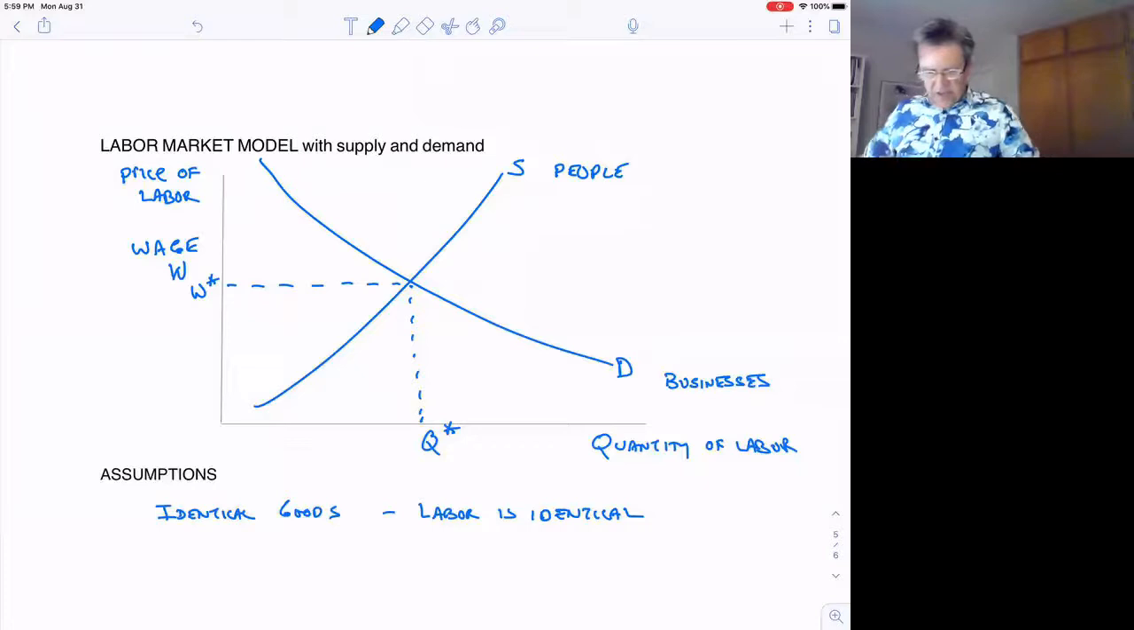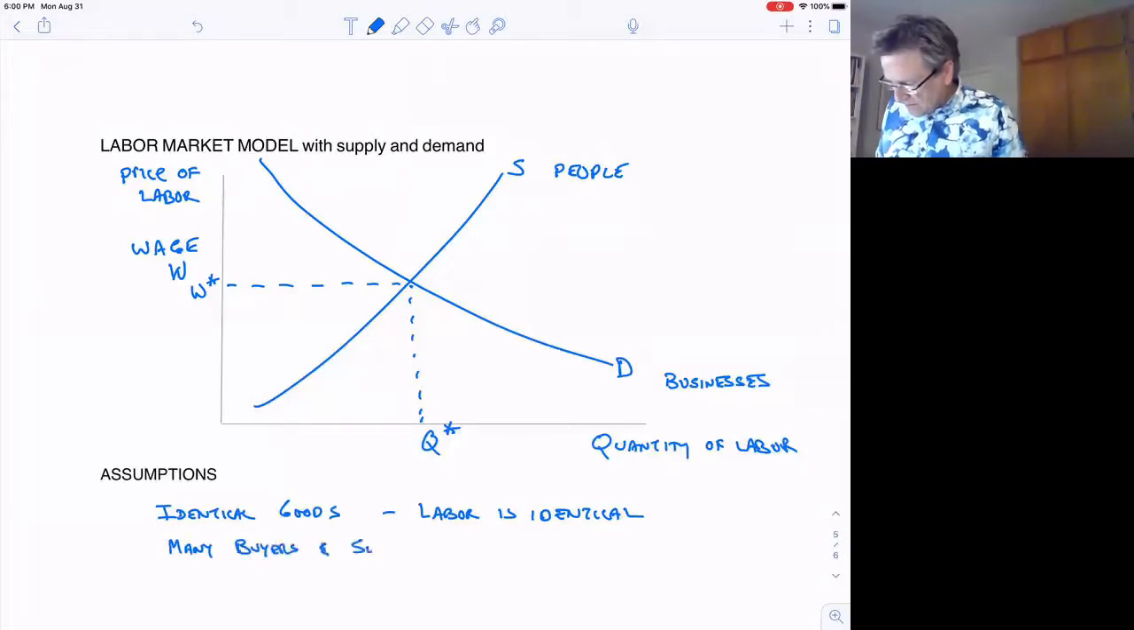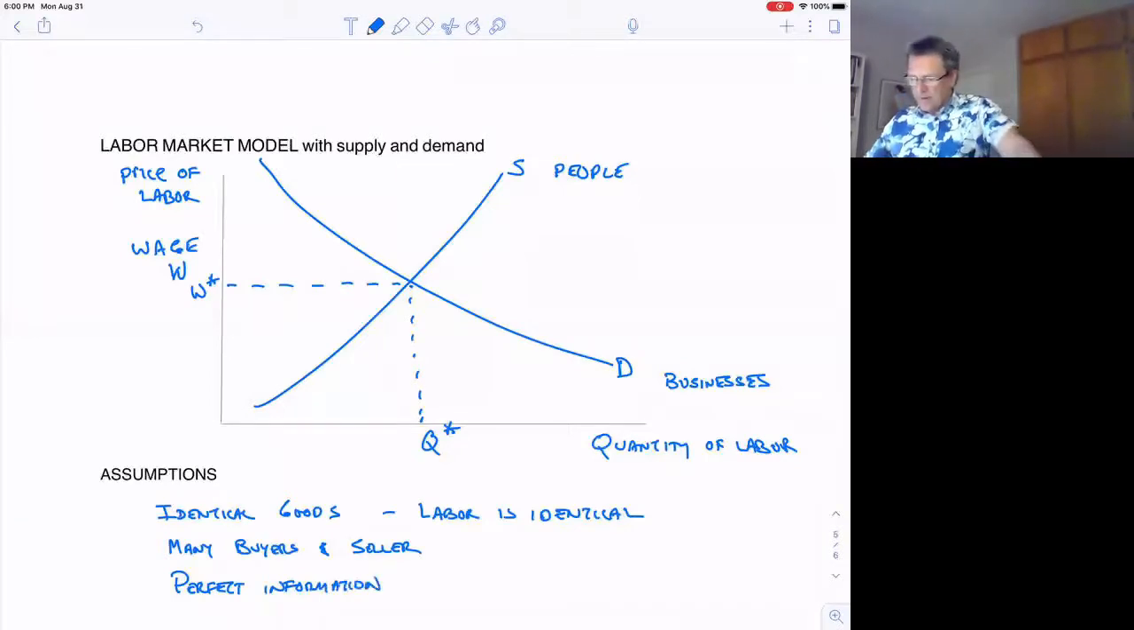Another assumption is that there are many buyers and sellers. That means many people that want to work and many employers. There's perfect information. And there are flexible prices, or flexible wages.